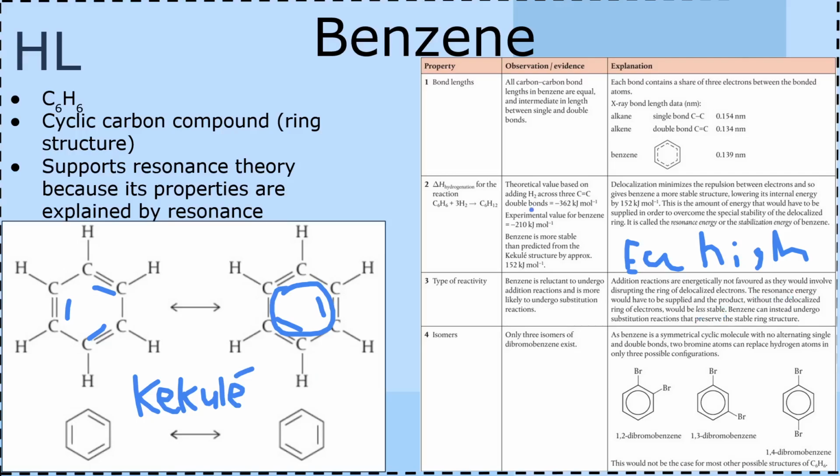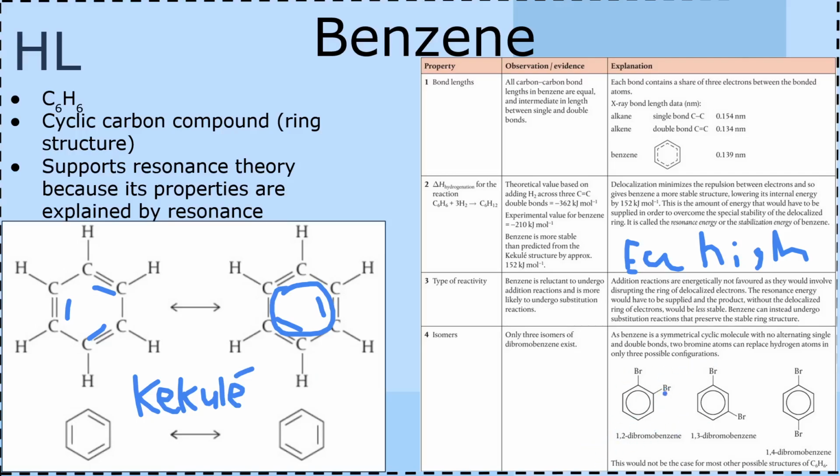And now how we relate this one to this one, because if it didn't, it'd be less stable, as explained by the negative 262 kilojoules per mole, whereas if it had the delocalized electrons, it is more stable. Now, for its isomers, as benzene is a symmetric cyclic molecule with no alternating single or double bonds, 2 bromine atoms can replace hydrogen atoms in only 3 possible configurations.